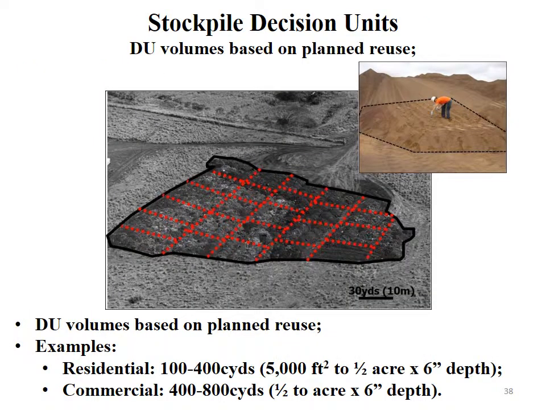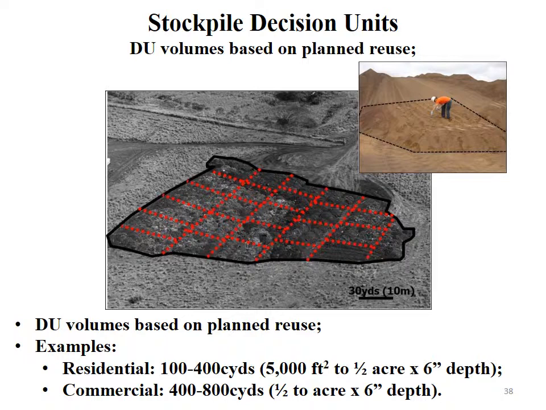Same thing with stockpiles. In this example, you can assume a certain volume of soil for, say, a residential site, 100 to 400 cubic yards. That's enough soil to cover 5,000 square foot, say, exposure area to a depth of 6 inches. So in this case, you would spread the stockpiled soil out into a flatter layer, no more than a few feet thick. Break it up into your target volumes, your decision volumes, and collect a multi-increment sample within each one of these targeted DU volumes of soil in your stockpile, and make a decision DU by DU as to where the soil can be reused.